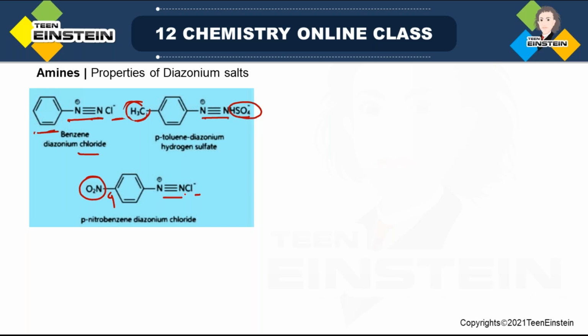So in this way names will be different, and you can see different types are also possible for diazonium, though the most common salt that we will mostly discuss is the first one, benzene diazonium chloride.